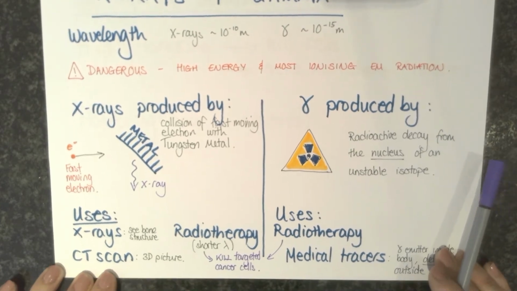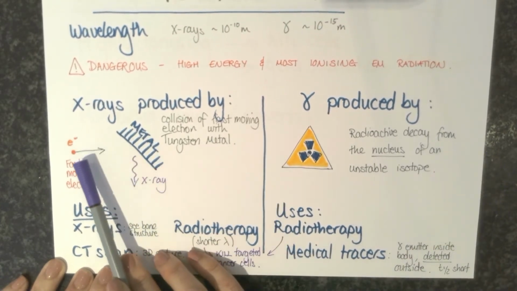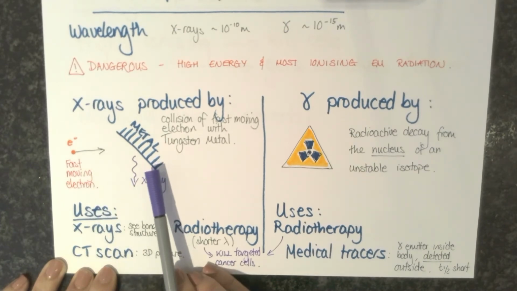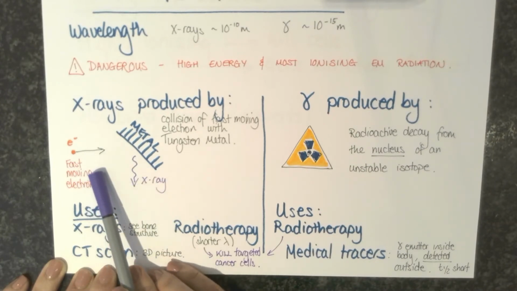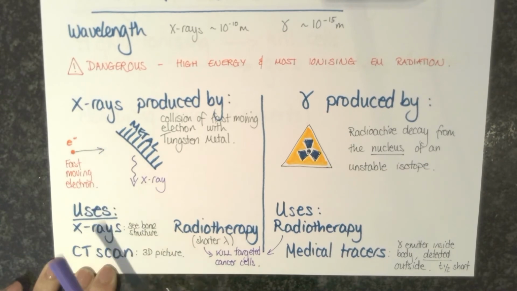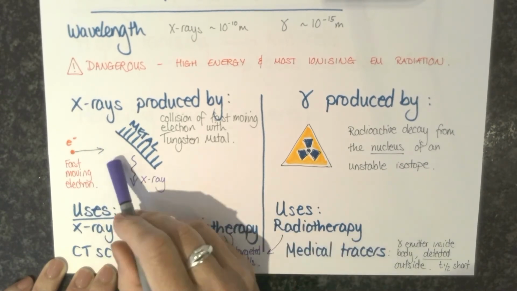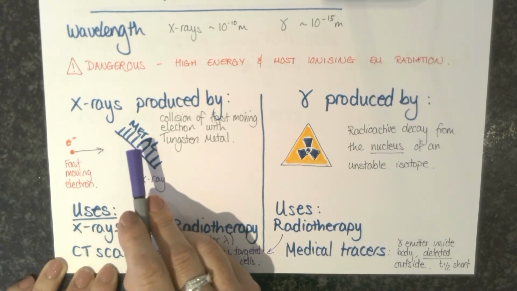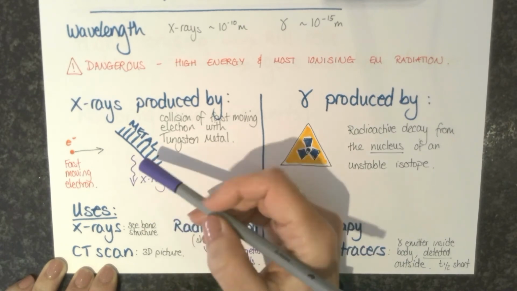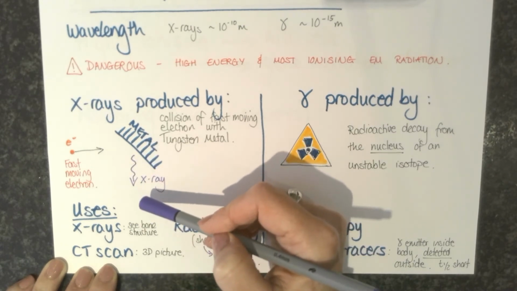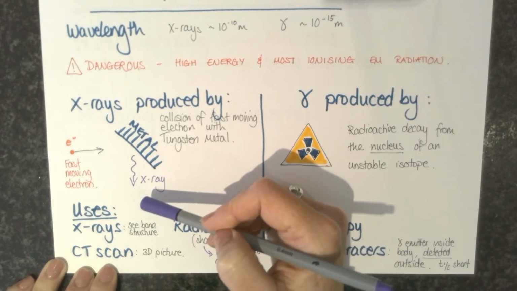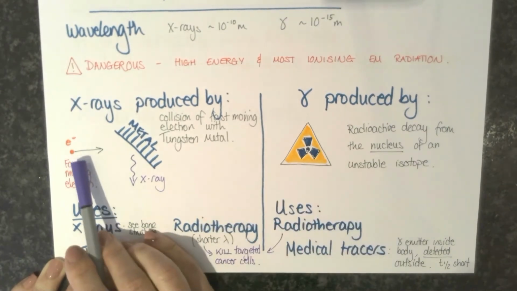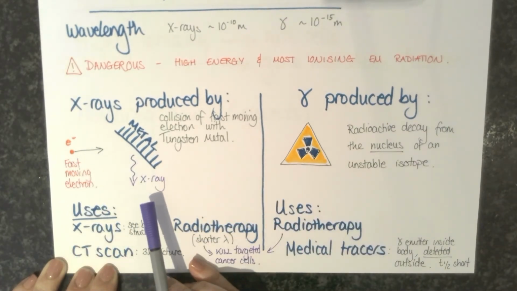So how are X-rays produced? Well, X-rays are produced by the collision of a fast-moving electron with tungsten metal, for example. It doesn't have to be tungsten, but it often is in X-ray machines. So you get this fast-moving electron whizzing along. What we've done is we've put it in a voltage, and we've made it go very, very fast. And when it hits the metal, all of the kinetic energy that it had is converted into an X-ray. You don't need to worry about how that happens. That's a bit for A-level, but if you want to go and look it up, do, because it's really interesting. So this fast-moving electron hits the metal and it's converted into an X-ray.